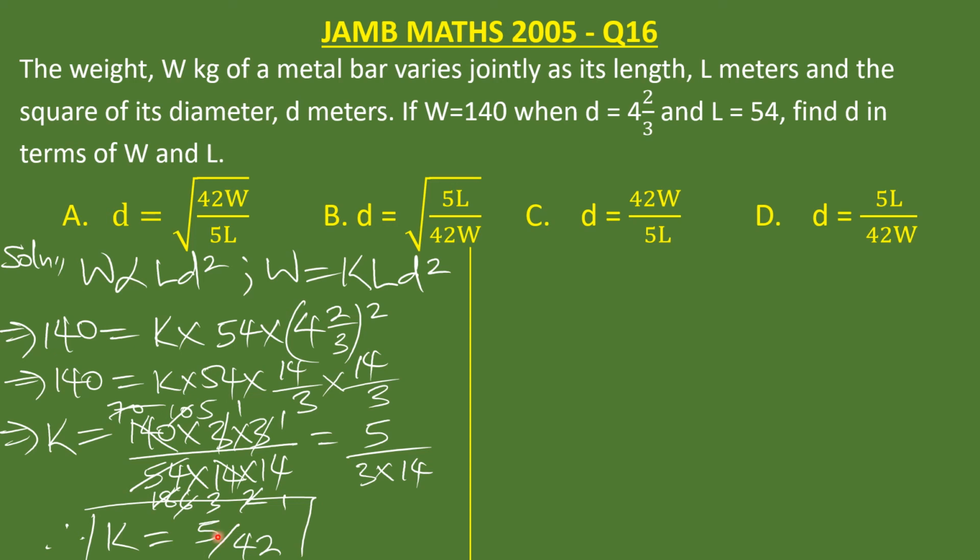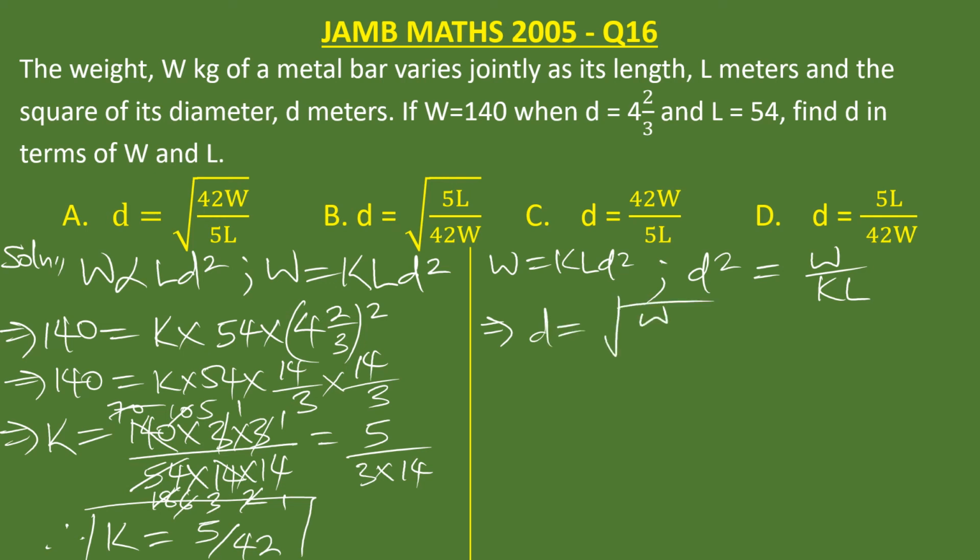Now they said find D in terms of W and L. So we want to make D the subject of the formula. So from here we know that W is equal to KLD squared. So this simply means that D squared is equal to W over KL. So if that is correct, it simply means that D is the square root of W over KL. But we know the value of W, we know the value of K.